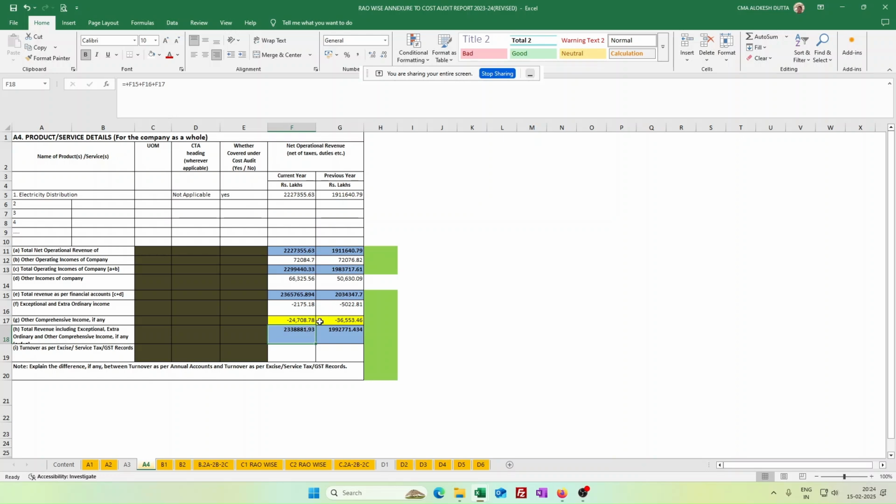And the previous year figure comes exactly from that profit and loss account. In any cost audit report, don't take the previous year figure from the previous cost audit report, because very frequently in audited accounts the previous year figure is regrouped. So the best way is to take the previous year figure from the current year profit and loss account or balance sheet itself. So now I think I have been able to give you an understanding of how to prepare A4.